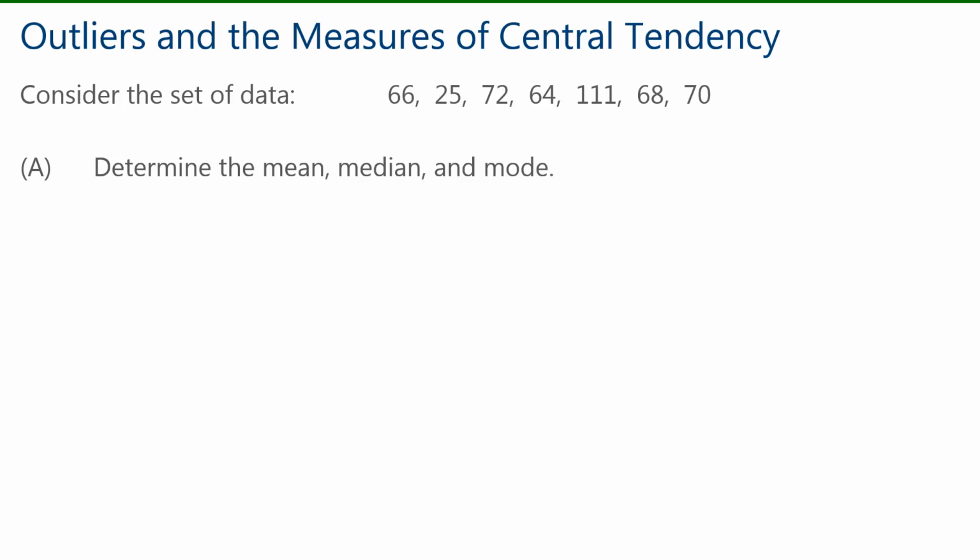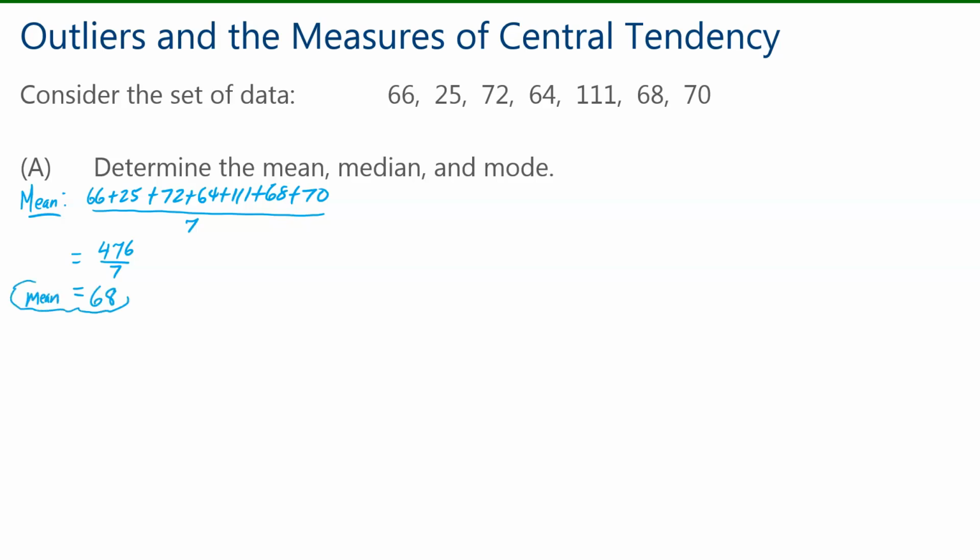In A, we are going to determine the mean, median, and mode for all of the data values. To calculate our mean, add those values, 64, 111, 68, and 70, and we have in this set of data 7 pieces. So we divide by 7. We add the values in our numerator, and we will get 476, divide by 7, and that gives us a mean of 68. Next, we consider the median.